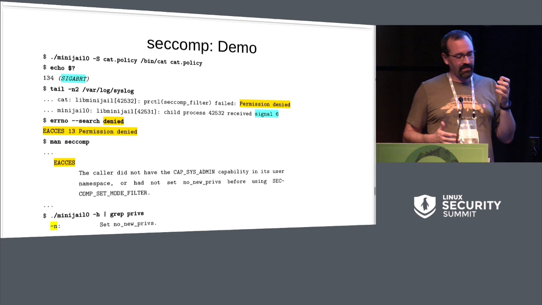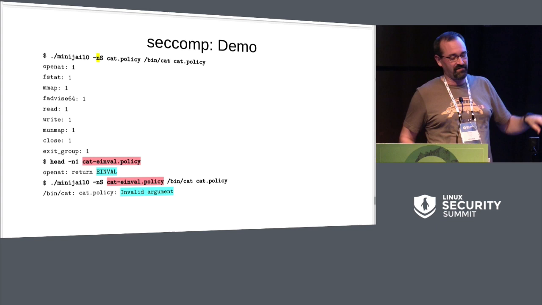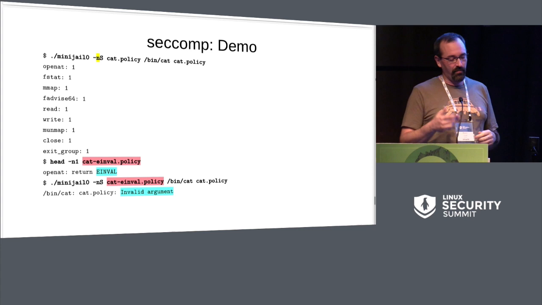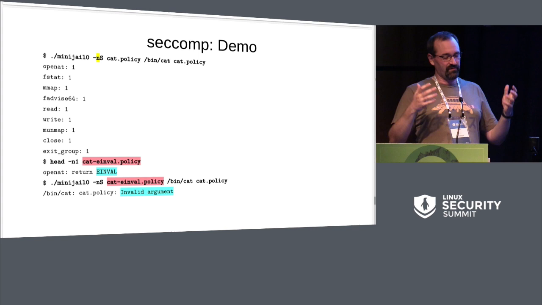Is there a way in minijail to set no new privs? Oh yes, it's minus n. So okay, I need to add minus n. Now it'll run. And this is a basic policy of the minimum set of syscalls needed to have cat actually run. You need openat, fstat, mmap. You can read all of those, but they're a relatively basic set of syscalls to look at a file, open it, print it out, and close stuff and clean up.